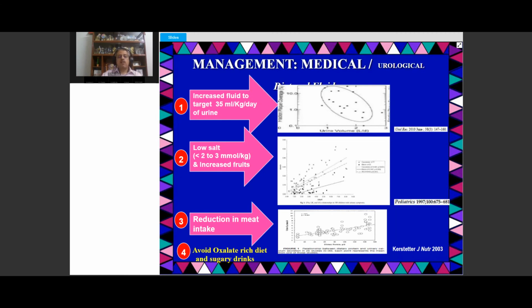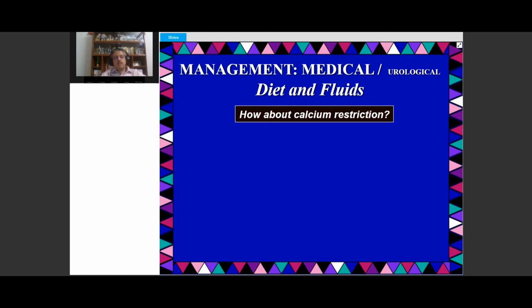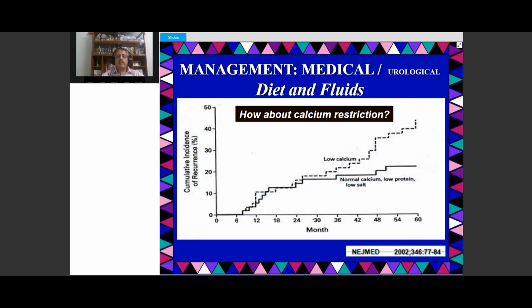But a very important point is that dietary modification will only be successful if it is followed by the entire family, and if it is restricted to the child, it will never be successful. How about calcium restriction? This is often done, but studies have shown that calcium restriction is not useful, and in fact, it can sometimes aggravate the stone load.